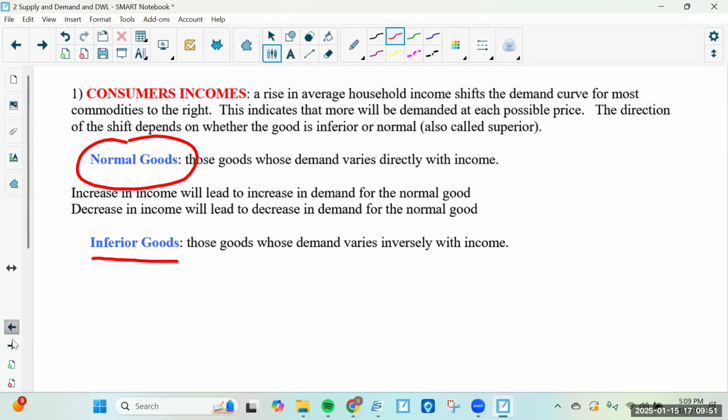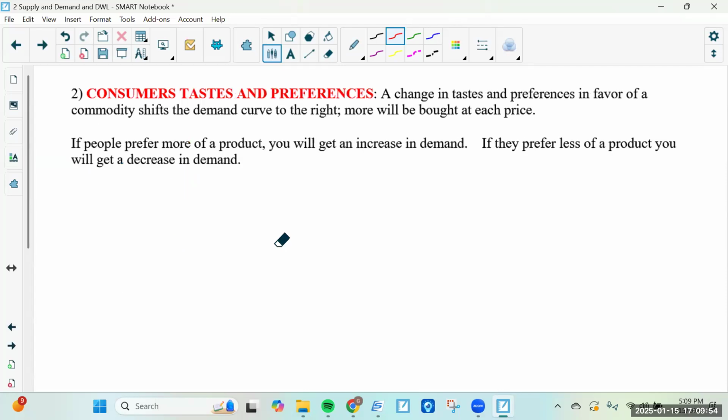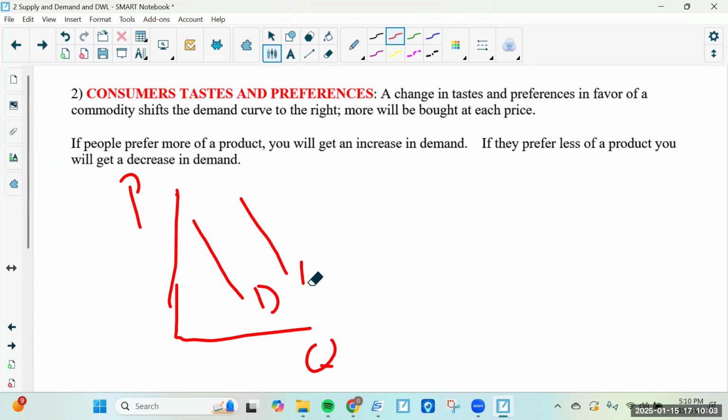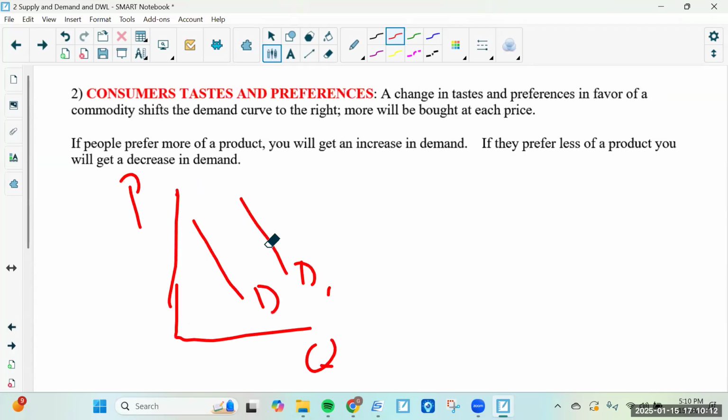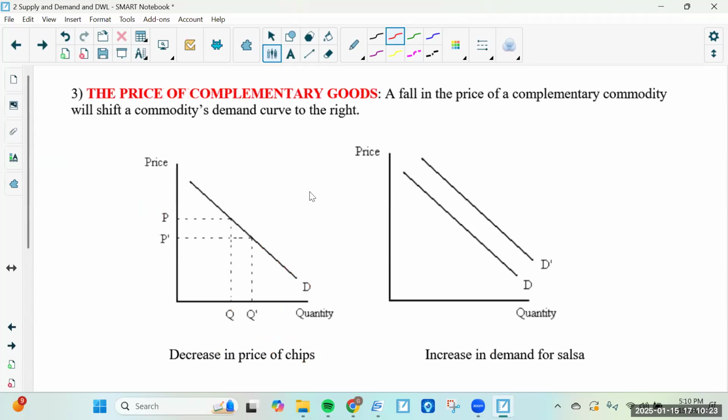That's consumer incomes. Second determinant of demand is taste and preferences. This is real easy. If you prefer more, which way does your demand curve shift? Think about that. Well, it would shift to the right if you prefer more. If you prefer less, then it's going to shift to the left. This is why they advertise, by the way, to try to increase your demand for that good. Not your quantity demanded, because quantity demanded is a change in price. When they put something on sale, they're trying to increase your quantity demanded.